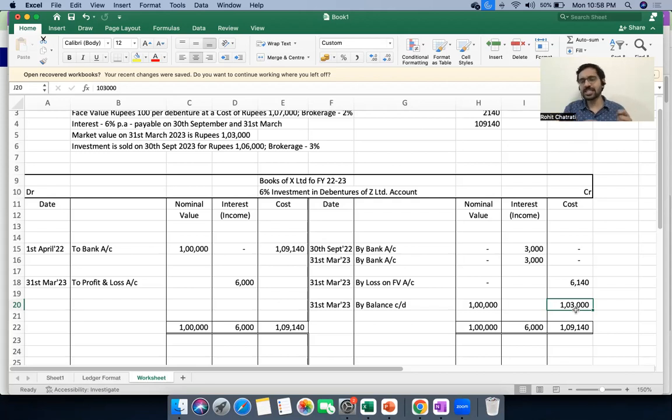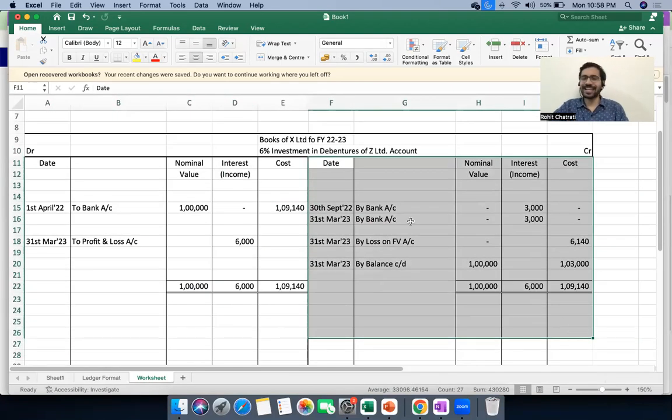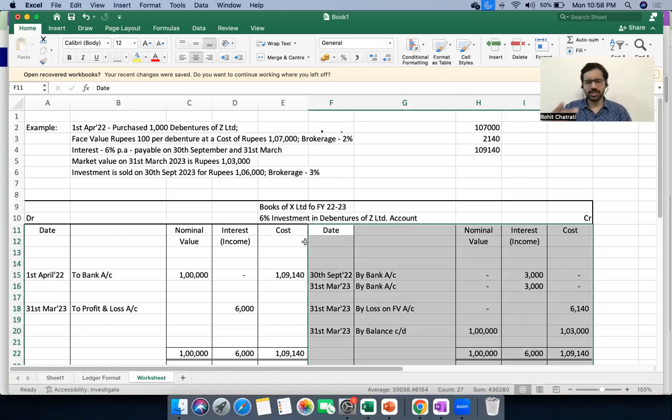Now, before we go on to the next financial year, just some ways of having it in intuition. Investment increasing should always be on the debit side, and investment decreasing should always be on the credit side or the right hand side. This is for you to act fast. Whenever you're purchasing investment, it increases, so it's on the left side or the debit side. Whenever you're selling off an investment, it should be on the credit side because investment is going down. Whenever you have a loss on investment, like we had a loss of 6,140 over here, it goes on the credit side, the right hand side. So left side is increases, right side is decreases.